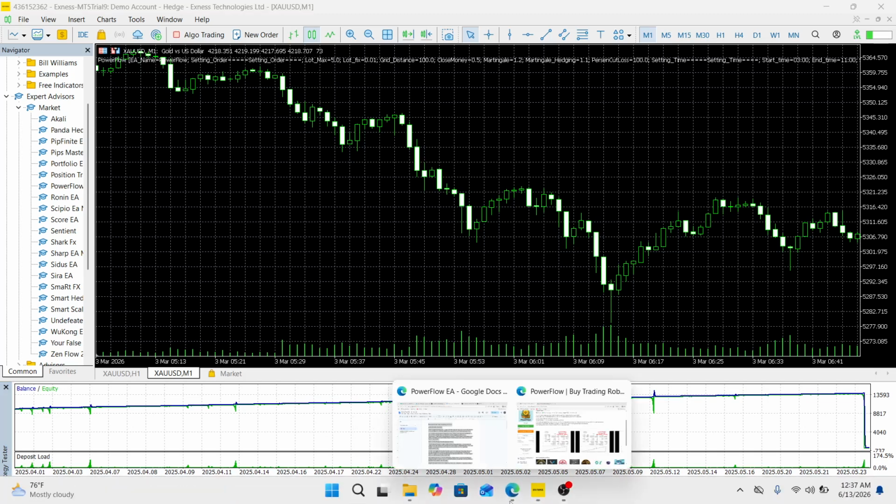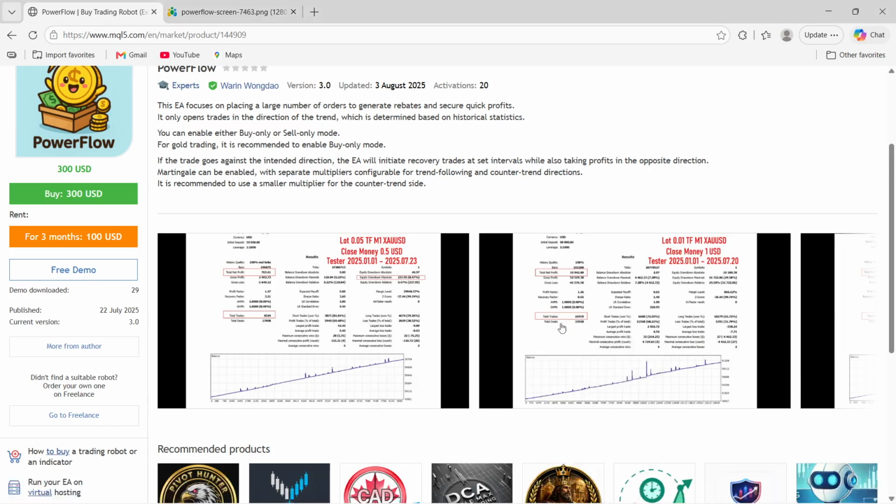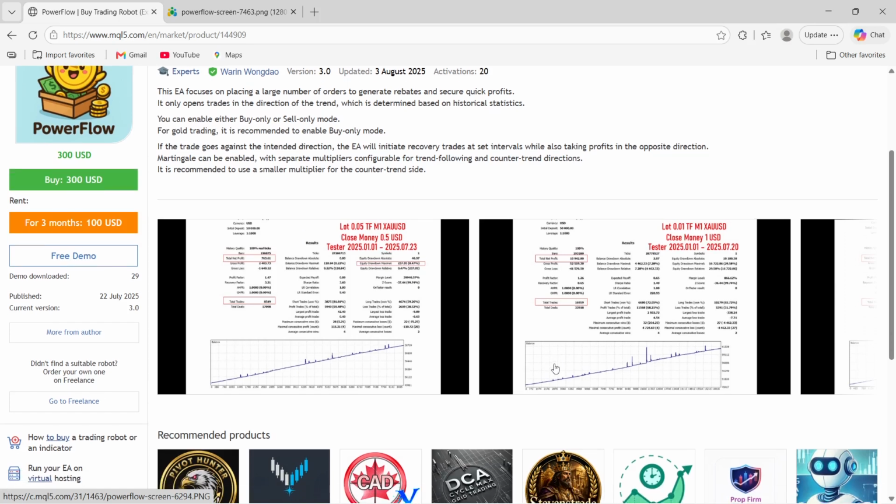All right. So honestly, I would say this is a directional grid-style recovery system with optional martingale, optimized for rebate volume on tight spread brokers. But the thing is, it can work well in ranging or mildly trending conditions where price bounces around and hits those quick targets. But in a strong trend against your bias, especially on gold, it will keep adding and drawdown can get uncomfortable fast.